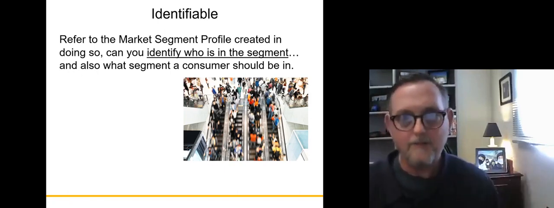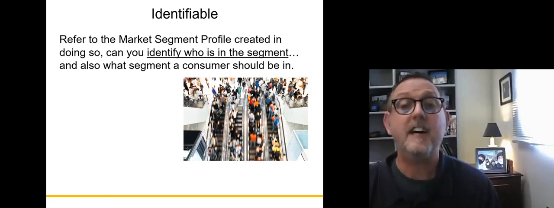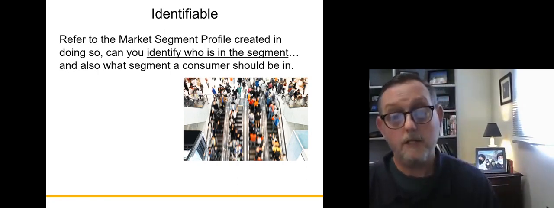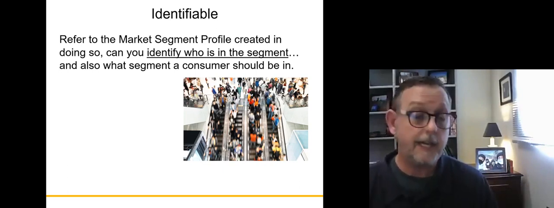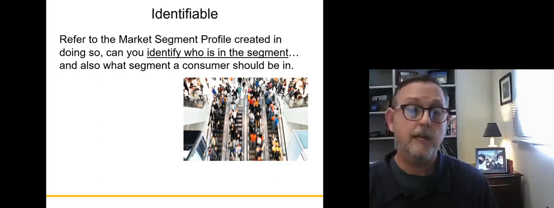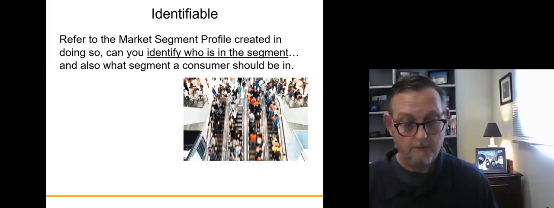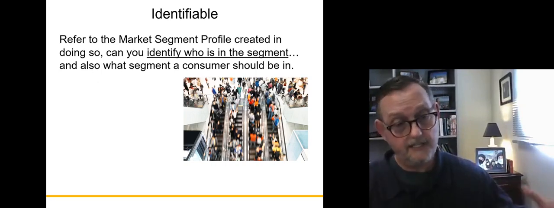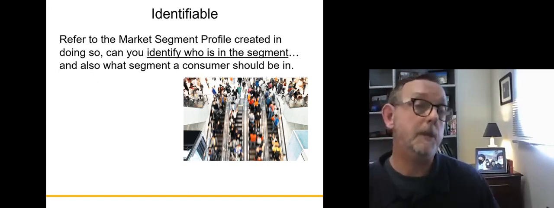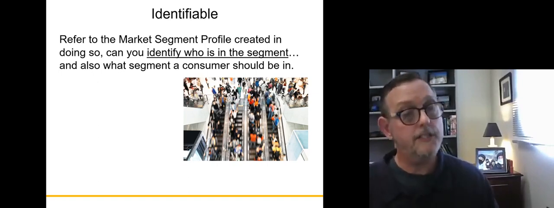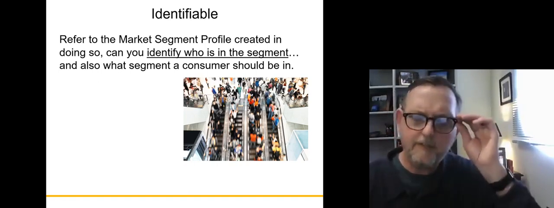All right, so the first or one of the 5 different criteria that we'll look at is something called identifiability. When we use this term, it basically means that we want to be able to distinguish one segment from another. We want to be certain that the different segments that we've created contain different people, and that one person isn't going to be in 2 different segments at the same time.